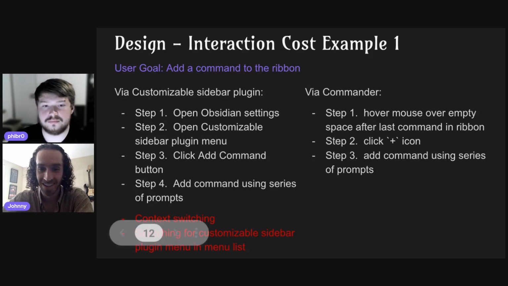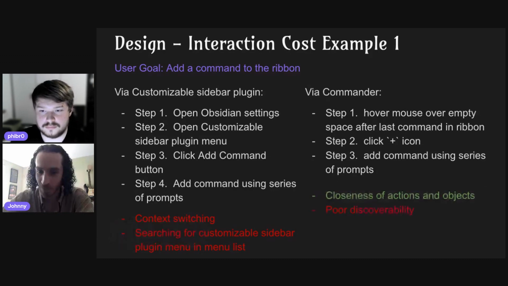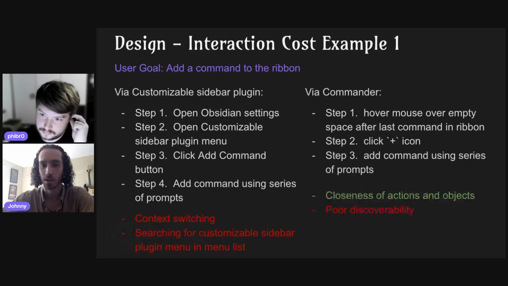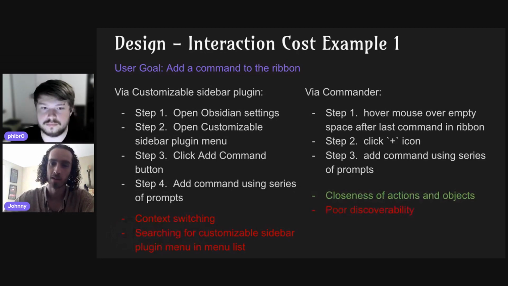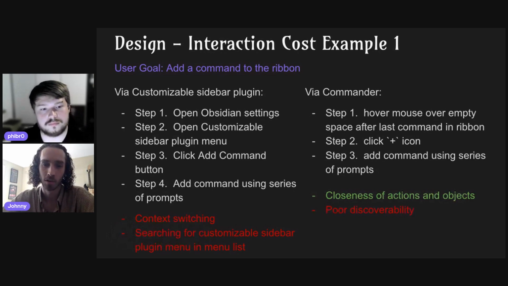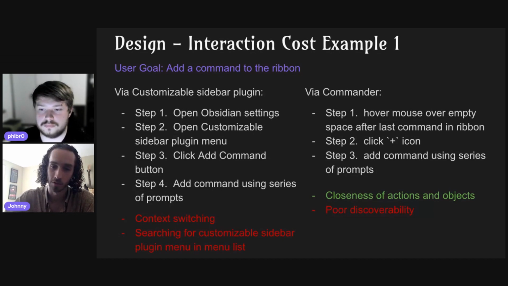And so what's nice about this alternative method for adding commands is that with the hover icon, the action that we want to perform, which is adding the command, is able to be performed closer to the object that we want to perform that action on, which is the ribbon. So you want to add a command to the ribbon, you just move your mouse over the ribbon, and the action you want to do, you can do it there.